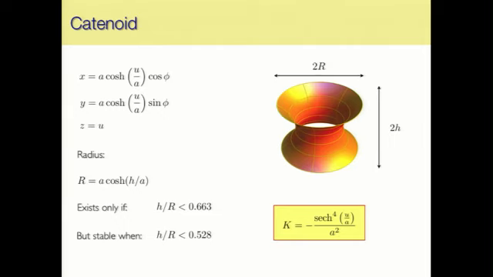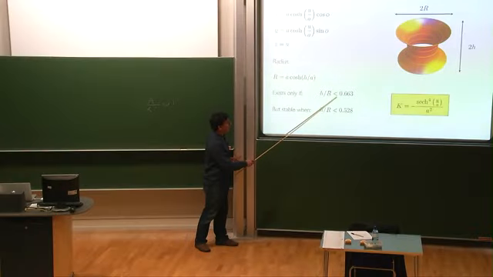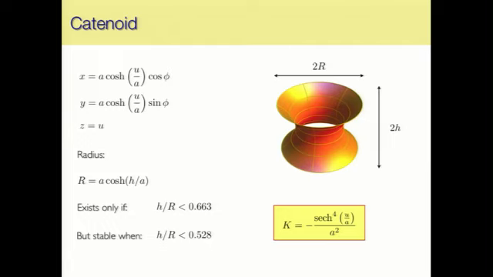So h is actually the distance between the ring and the equatorial plane. Then the parameter A is uniquely determined by solving this transcendental equation. The solution of this equation, however, does not always exist. It exists if the aspect ratio, h over r, is smaller than some number. And in fact, the catenoid becomes unstable when the aspect ratio is smaller than about 0.5. So here is where it snaps and makes the two rings.